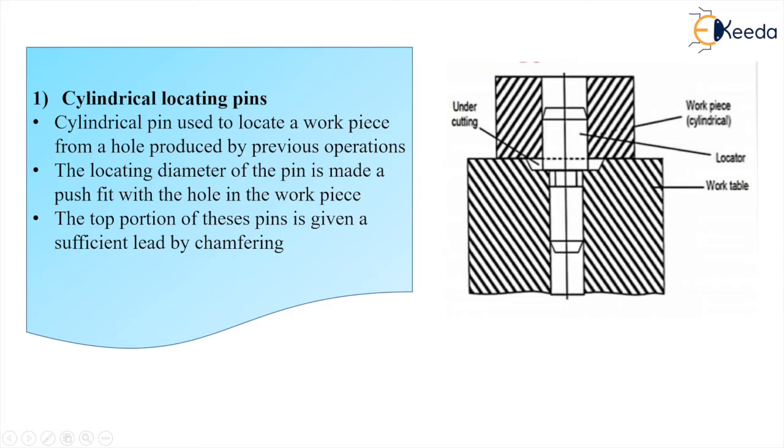So undercut is provided, as I told you just now, for the swarf clearance, that is, removal of the swarf or chips. Cylindrical pins are used to locate a workpiece from a hole produced by a previously drilled hole or previous operations. The locating diameter of the pin is made a push fit with the hole in the workpiece. The top portion of these pins is given a sufficient lead by chamfering. See here, this is the lead of this pin.